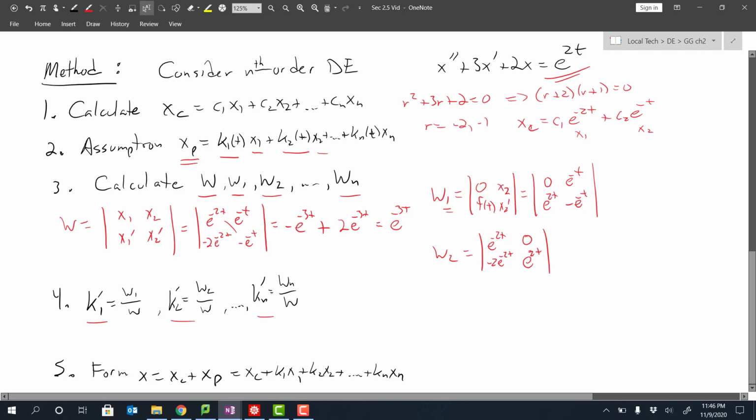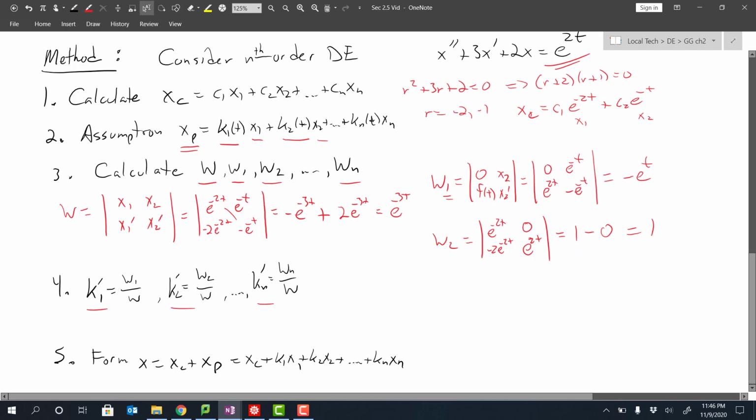We would take the general Wronskian and replace the ith column with all zeros with the last entry, which would be the function from the right-hand side of the differential equation. All right, so now we can calculate W1 to be 0 minus e to the positive t. And we can calculate this determinant for W2 to be e to the 0, which is 1, minus 0 times something, which is 0. So W2 is a value of 1. So now we've calculated W1 and W2.